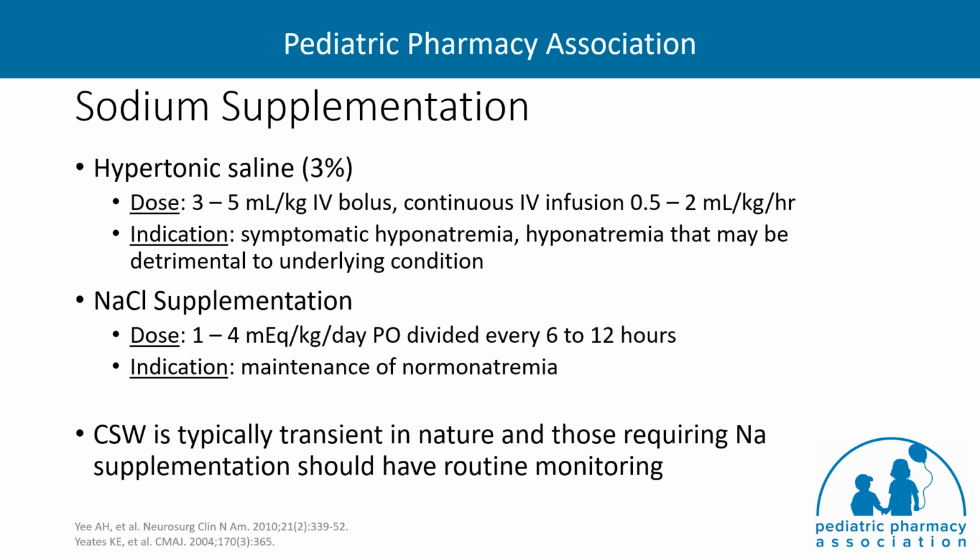Hypertonic saline can be dosed as 3 to 5 mL per kilo as an IV bolus during times of symptomatic hyponatremia, followed by a continuous IV infusion of 0.5 to 2 mLs per kilo per hour, adjusted to maintain normal serum sodium levels, or whatever sodium is the goal for that patient. Enteral sodium supplementation should be considered in patients able to tolerate enteral medications to maintain normonatremia.